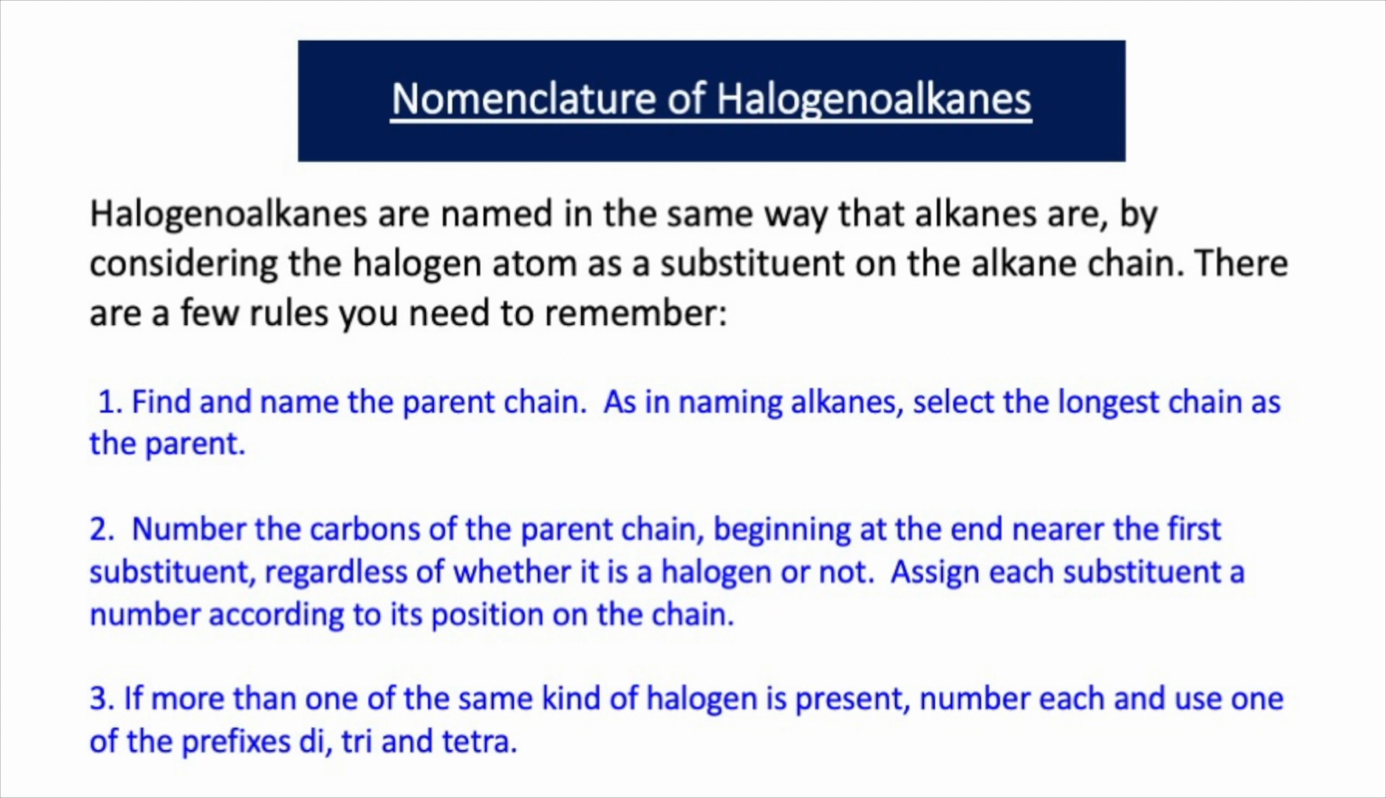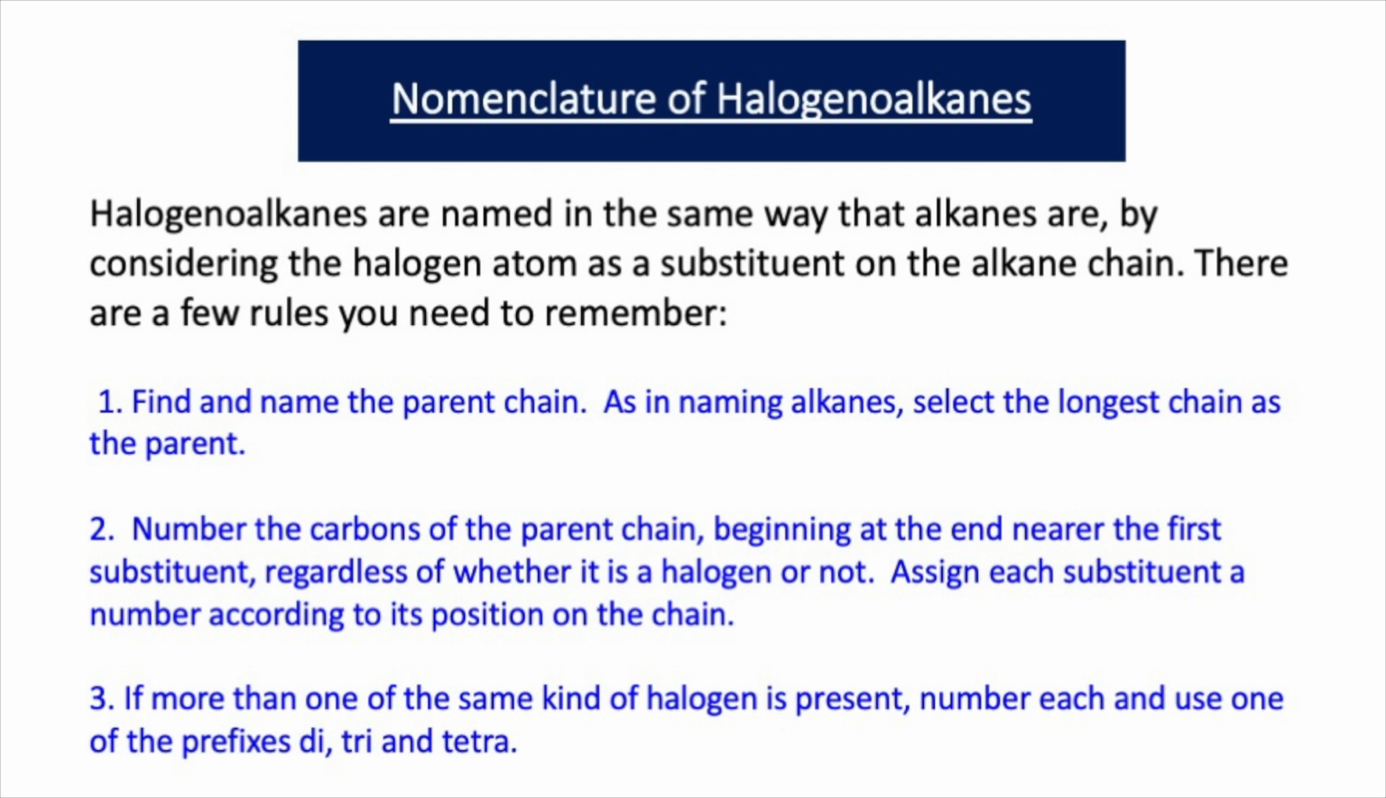Now, halogenoalkanes are named using the IUPAC rules, just like every other organic compound. And IUPAC stands for the International Union of Pure and Applied Chemistry. Now, halogenoalkanes are named in the same way that alkanes are, by considering the halogen atom as a substituent on the alkane chain. There are a few rules you need to remember when naming halogenoalkanes.